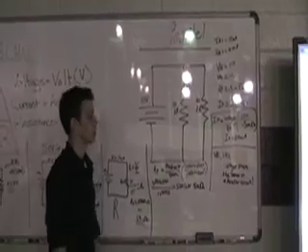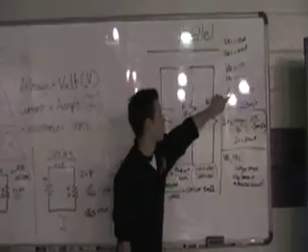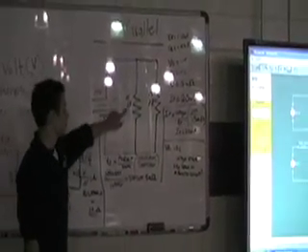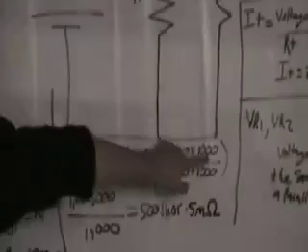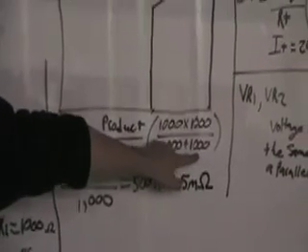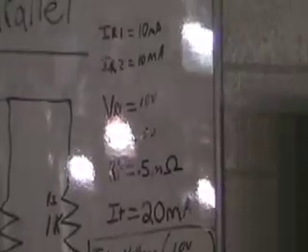To find the total resistance in a parallel, you have to take product over sum. For example, a 1K resistor and a 1K resistor: 1,000 times 1,000 over 1,000 plus 1,000. This will leave us with 500 ohms.